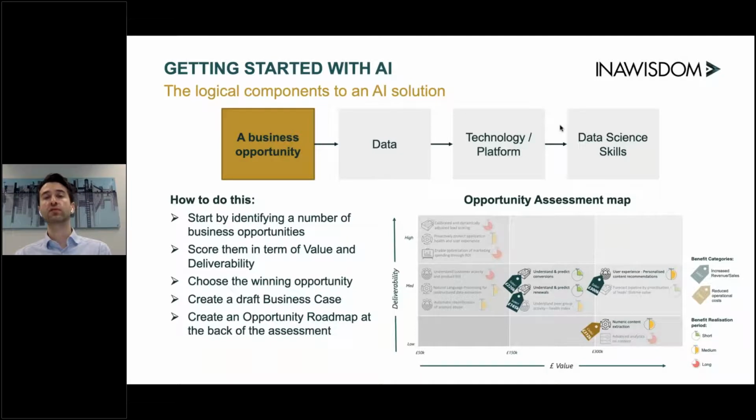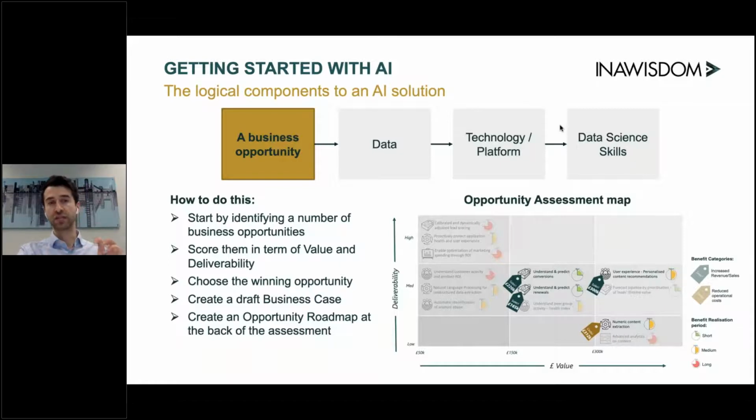Now, everything that you've done here, all the opportunities that you've listed are great. So keep them because you can use them later as your roadmap or as your strategic data plan.